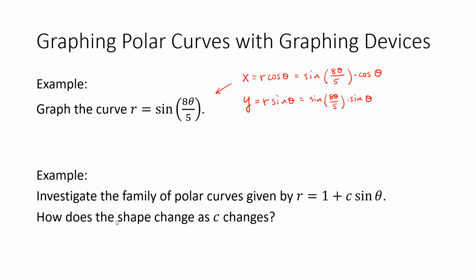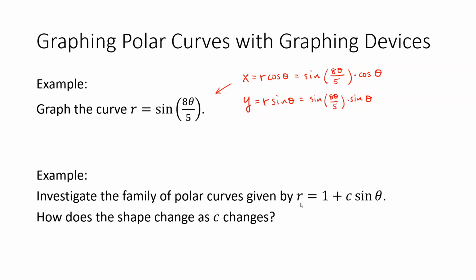Next, I want to investigate a family of polar curves who have the equation r equals 1 plus c sine theta. And in fact, we know one member of this family already, or actually probably a couple members. We know that, for instance, when c is equal to 0, then we just have r equals 1 as the circle of radius 1. And we also know that when c is equal to 1, we get 1 plus sine of theta, which is the cardioid. But let's look at what happens when we cycle through some various different values of c.